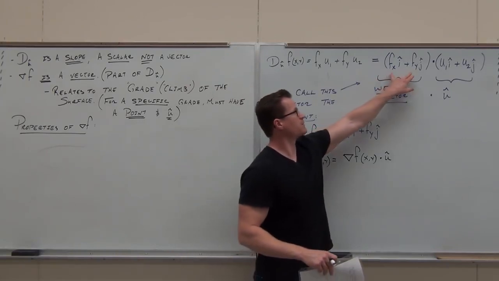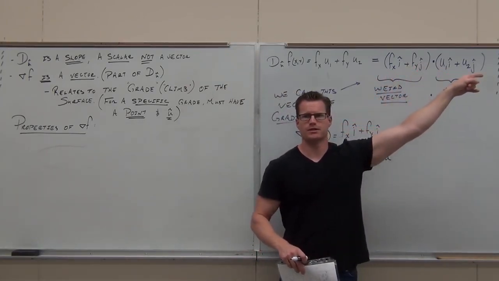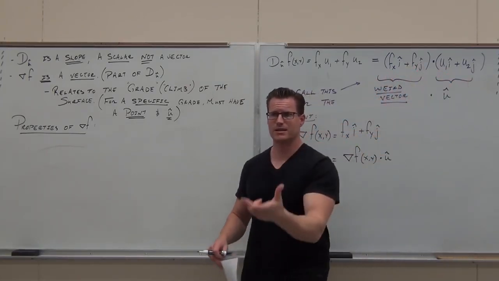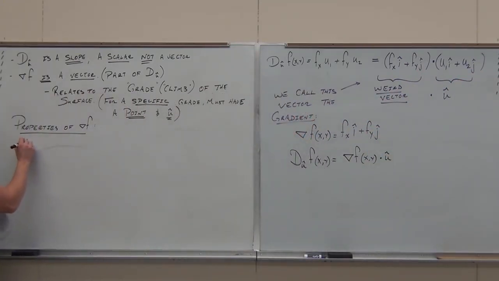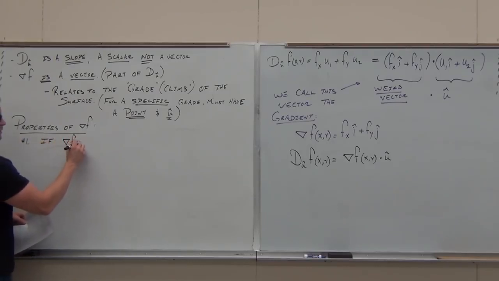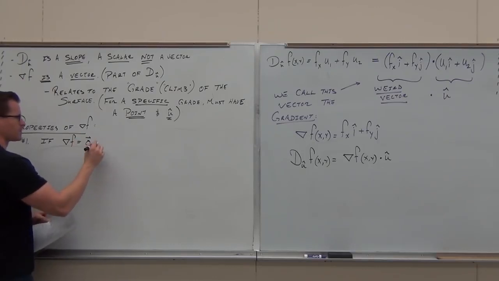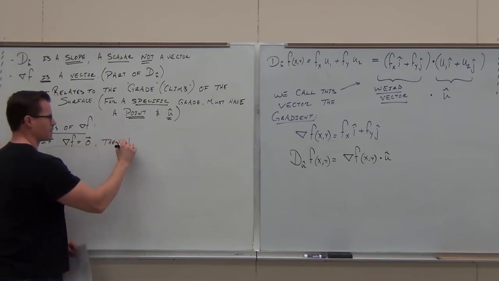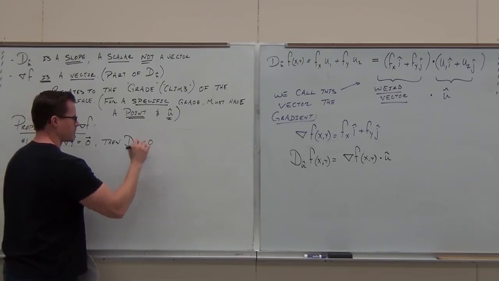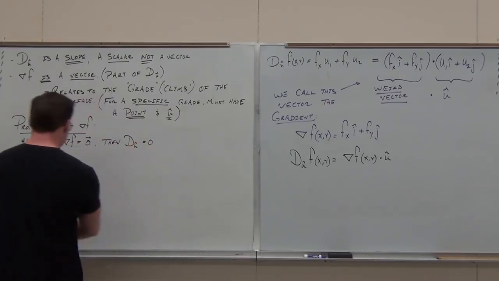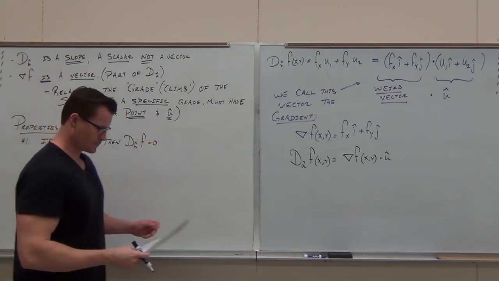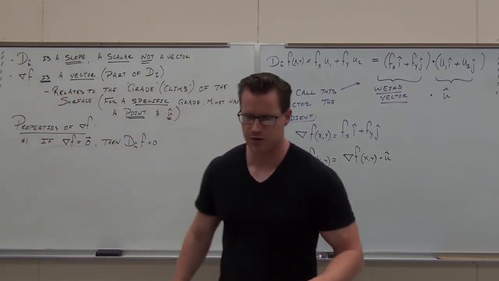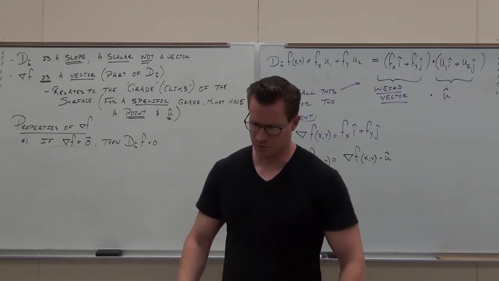If you have a 0 vector here, a 0 vector dotted with any vector, I don't care what it is, is going to be 0. So if the gradient equals the 0 vector, then your derivative is 0. Oh, yes, that was a proof. If the gradient of a function is 0, then the derivative of that function is 0. Done. For any unit vector.